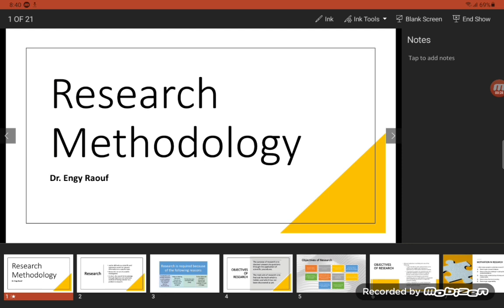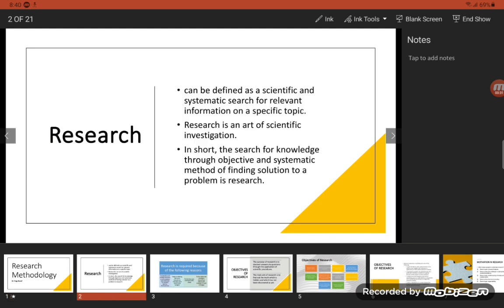Let's start with what's a research. A research can be defined as a scientific and systematic search for relevant information. So a research is an art of scientific investigation. We would like to investigate or examine or search for something like that, okay? So in short, the search for knowledge through objective and systematic method of finding solution is a research.